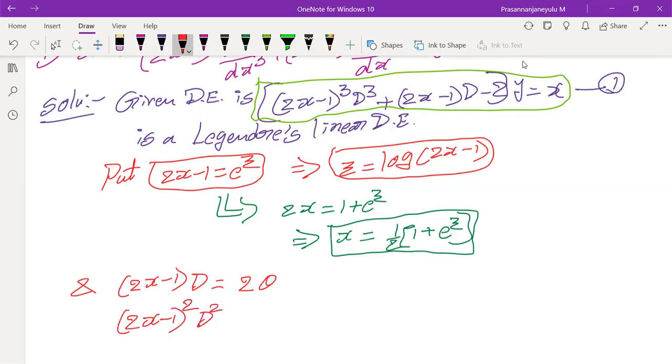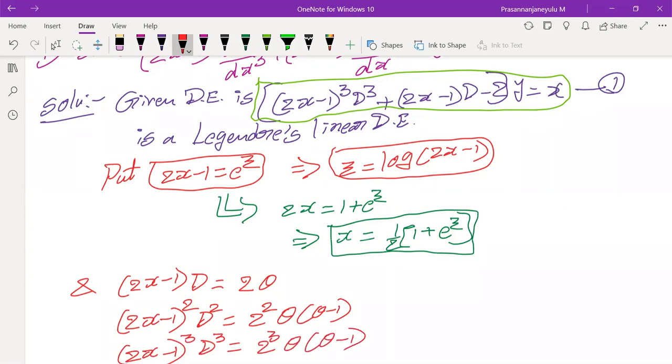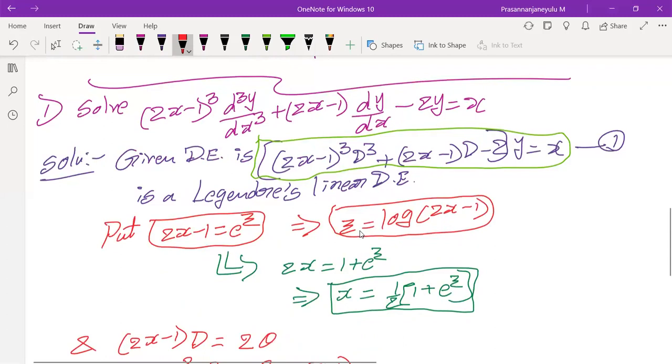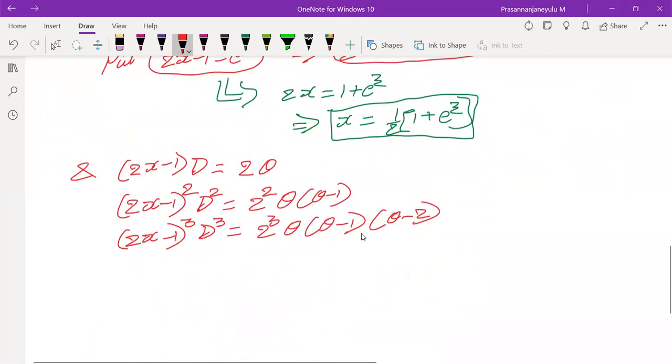In the same manner, (2x minus 1) whole square into D square equals 2 square into theta into (theta minus 1). And in the same manner, (2x minus 1) whole cube into D cube equals 2 cube into theta into (theta minus 1) into (theta minus 2). Now if we observe our problem, they have given a cube term and also a power 1 term. So I'm not simplifying the square term here, but I'm going to simplify this cube term.